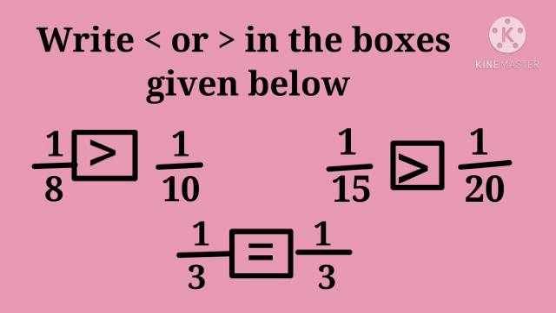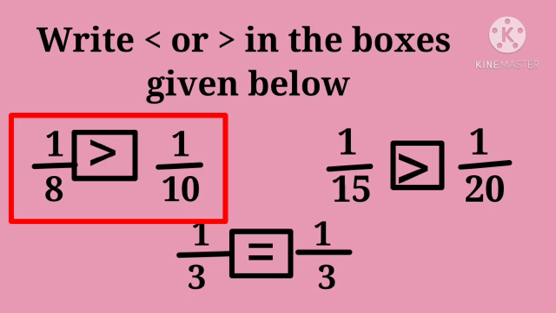Write greater than or smaller than in the boxes given below. Now first one, 1 upon 8 and 1 upon 10. Now we have to find out which one is the greater fraction and which one is the smaller fraction. Now as we know, the numerator is 1 in both the fractions. The fraction with bigger denominator will be the smaller one and the fraction with smaller denominator will be the bigger one.